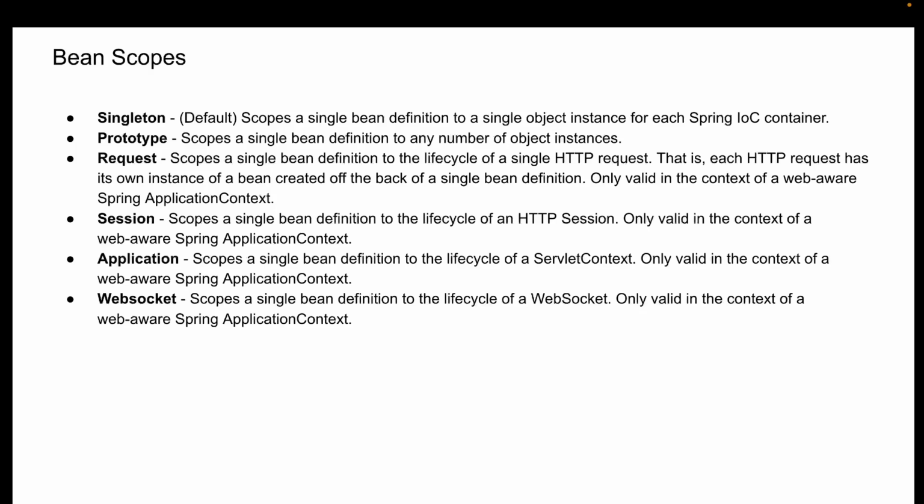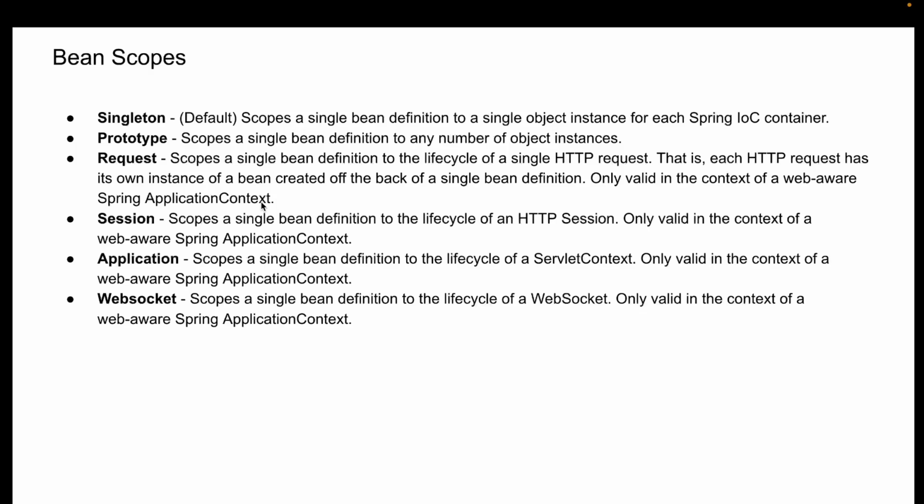Now let's see some other bean scopes. Next is request bean scope. What do you understand by request bean scope? It scopes a single bean definition to the lifecycle of an HTTP request. That is, each HTTP request has its own instance of a bean created off the back of a single bean definition, only valid in the context of a web aware Spring application context.